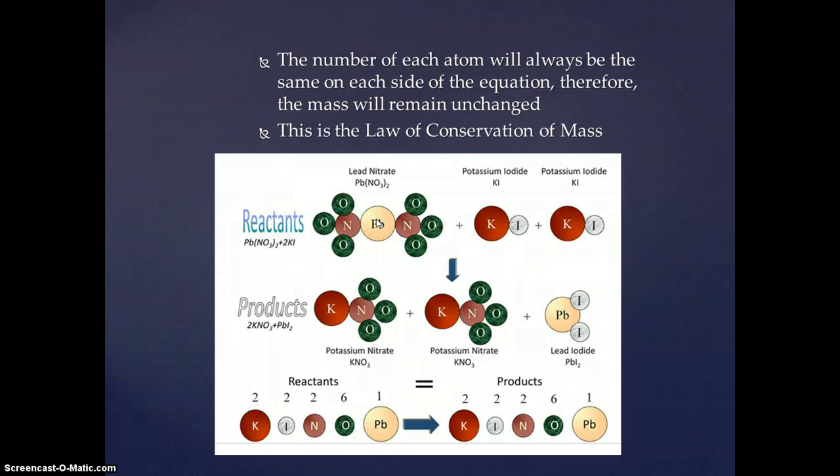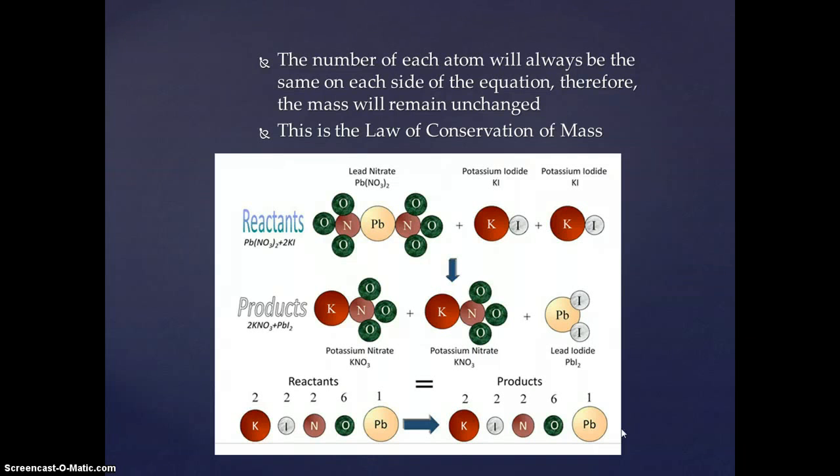And so because of that, if I take each individual atom and add them up on each side, you've got 2 potassium on each side, you've got 2 iodine, 2 nitrogen, 6 oxygen, and 1 lead on each side. You don't lose any elements, you don't gain any elements in this. And so they're always all there. And so the mass of that entire thing stays the same.